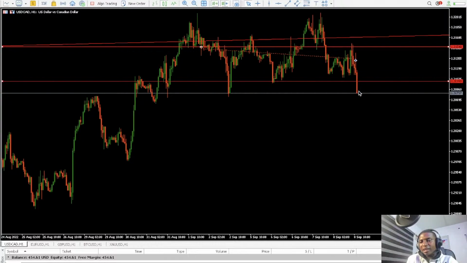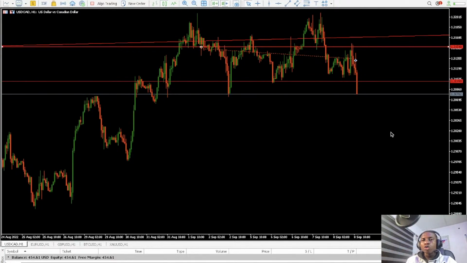So price can retrace a bit. Yeah, thank you for following, Jacob. So price can retrace a bit before continuing to go down. So what we want to do at this level now is to wait for price to retrace a bit, and then we short the market. Good.